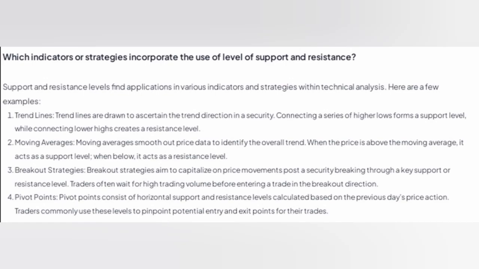Moving averages. Moving averages smooth out price data to identify the overall trend. When the price is above the moving average, it acts as a support level. When below, it acts as a resistance level.